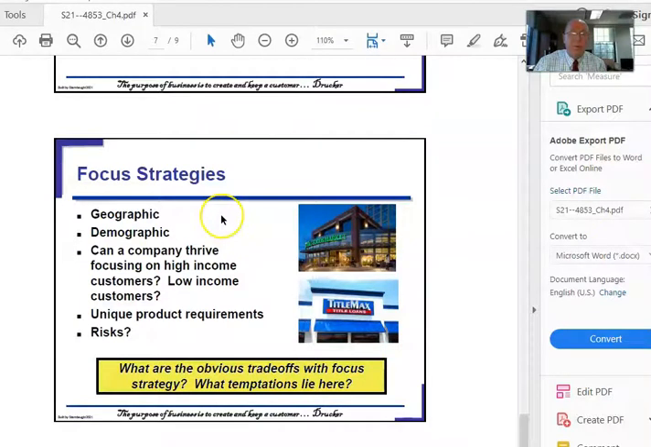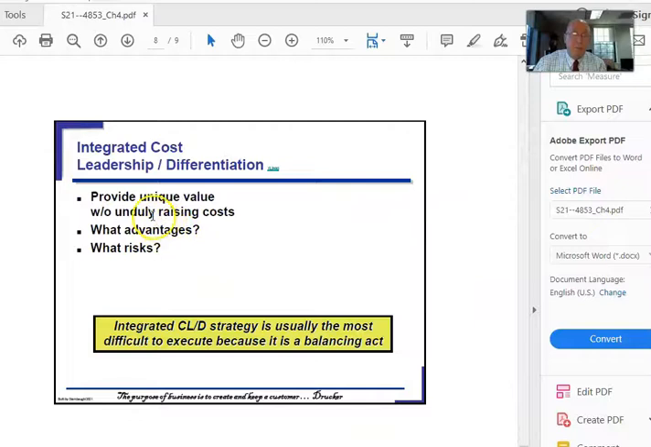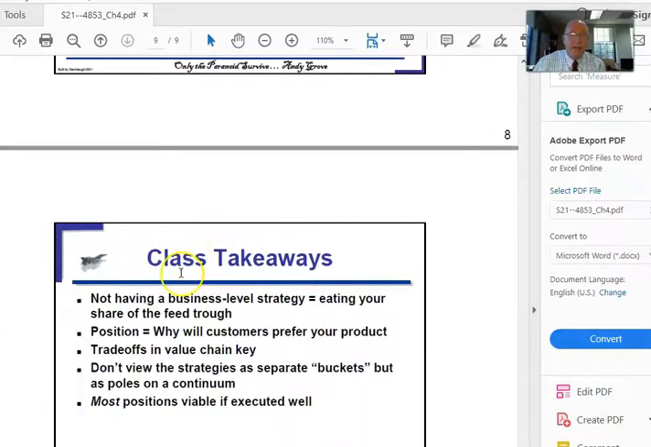Then understand that companies often focus and understand what can go wrong with a focus strategy, and then typically what are they doing to employ a focus strategy. And then the integrated cost leadership and differentiation strategy. I talked a lot about how it is a very strong position, but also hard to implement. So recognize what's happening with that. We had a great discussion in class from the grocery store wars. So I would review in my mind what I thought the strategy each of these firms was employing, and then what are some of the trade-offs that they have made to try to get into that position.